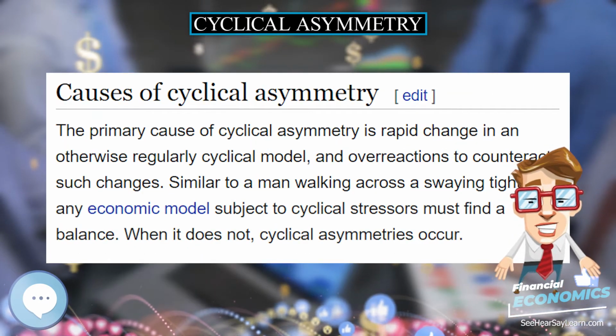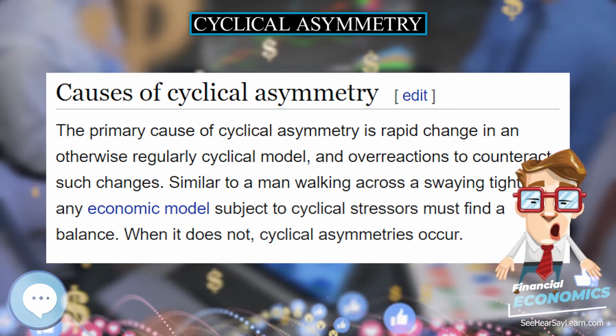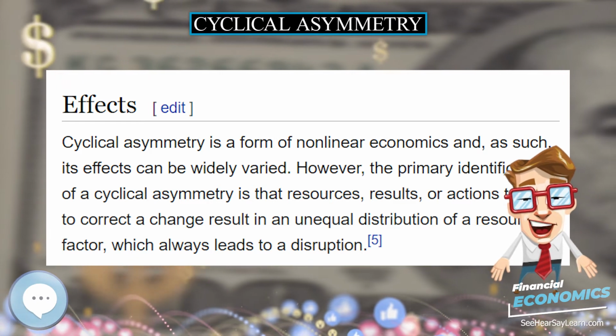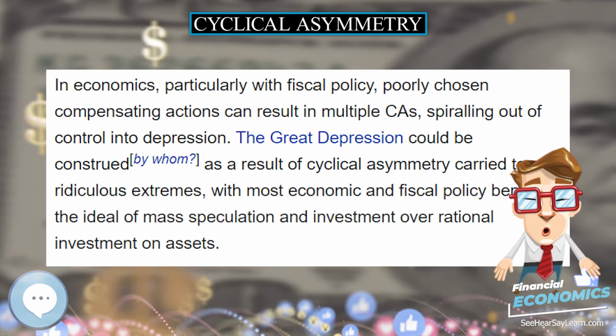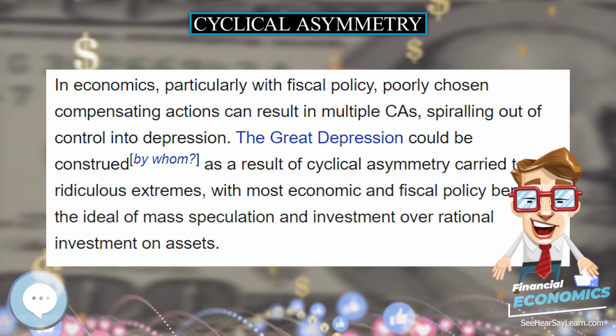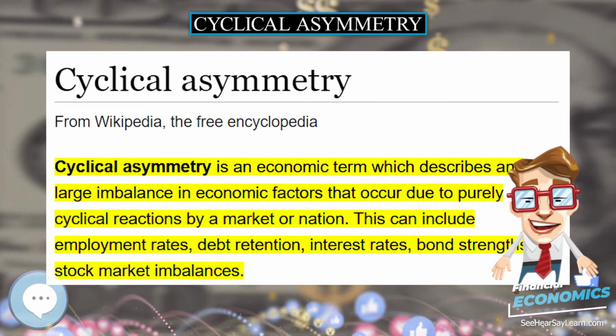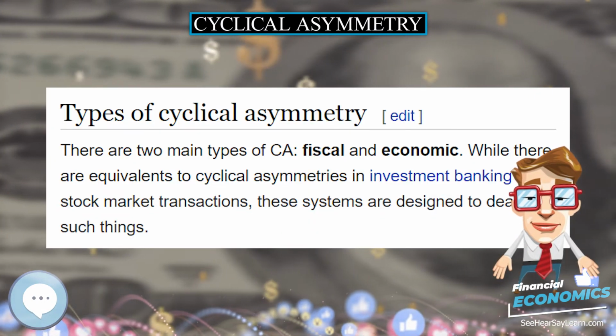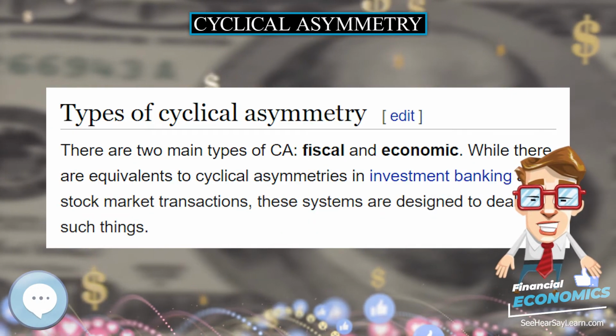Causes of cyclical asymmetry. The primary cause of cyclical asymmetry is rapid change in an otherwise regularly cyclical model, and overreactions to counteract such changes. Similar to a man walking across a swaying tightrope, any economic model subject to cyclical stresses must find a balance. When it does not, cyclical asymmetries occur.